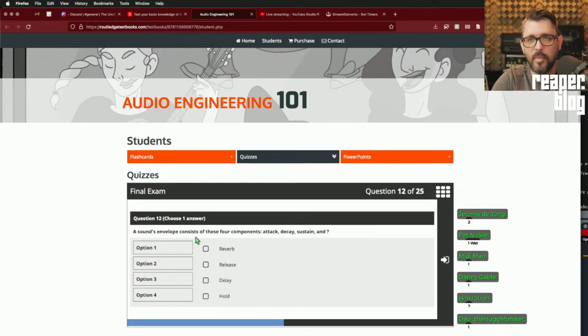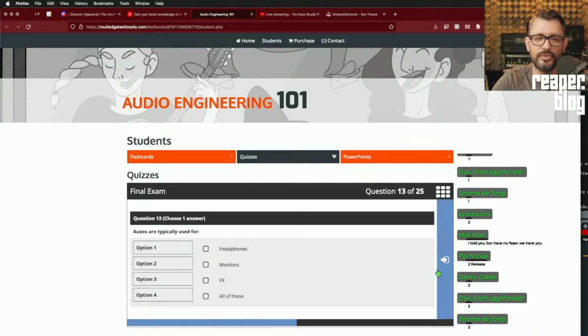A sound's envelope consists of 4 components: attack, decay, sustain, and reverb, release, delay, or hold. Auxes are typically used for headphones, monitors, effects, or all of these.